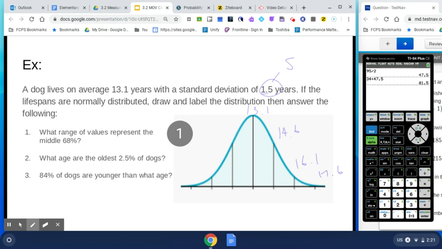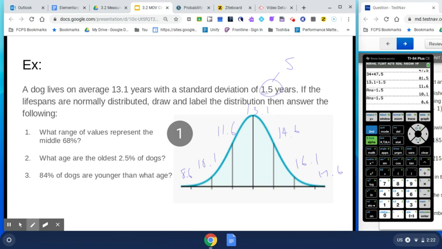Okay, subtracting it off from 13.1. Subtracting that 1.5 off, I am going to get 11.6. Subtracting 1.5 off again, I get 10.1. And one more subtraction of 1.5 gives me 8.6. Okay, we're going to use that to answer the following questions.